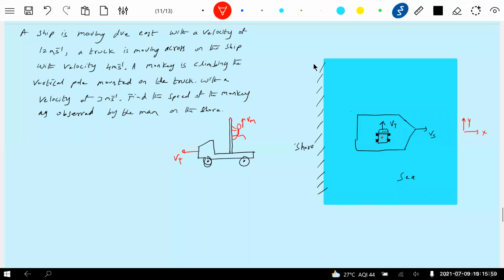This is according to the coordinate system we have drawn. I didn't change anything here. So what is the total? Find the speed of monkey as observed by the man. Now a monkey is climbing the vertical pole mounted on the truck with a velocity 3 meter per second. What is this velocity? That is along the z axis. Find the speed of monkey is what it's telling. So shall we write 3? Answer 3. It is climbing the pole with respect to truck. The 3 meter per second is with respect to truck.